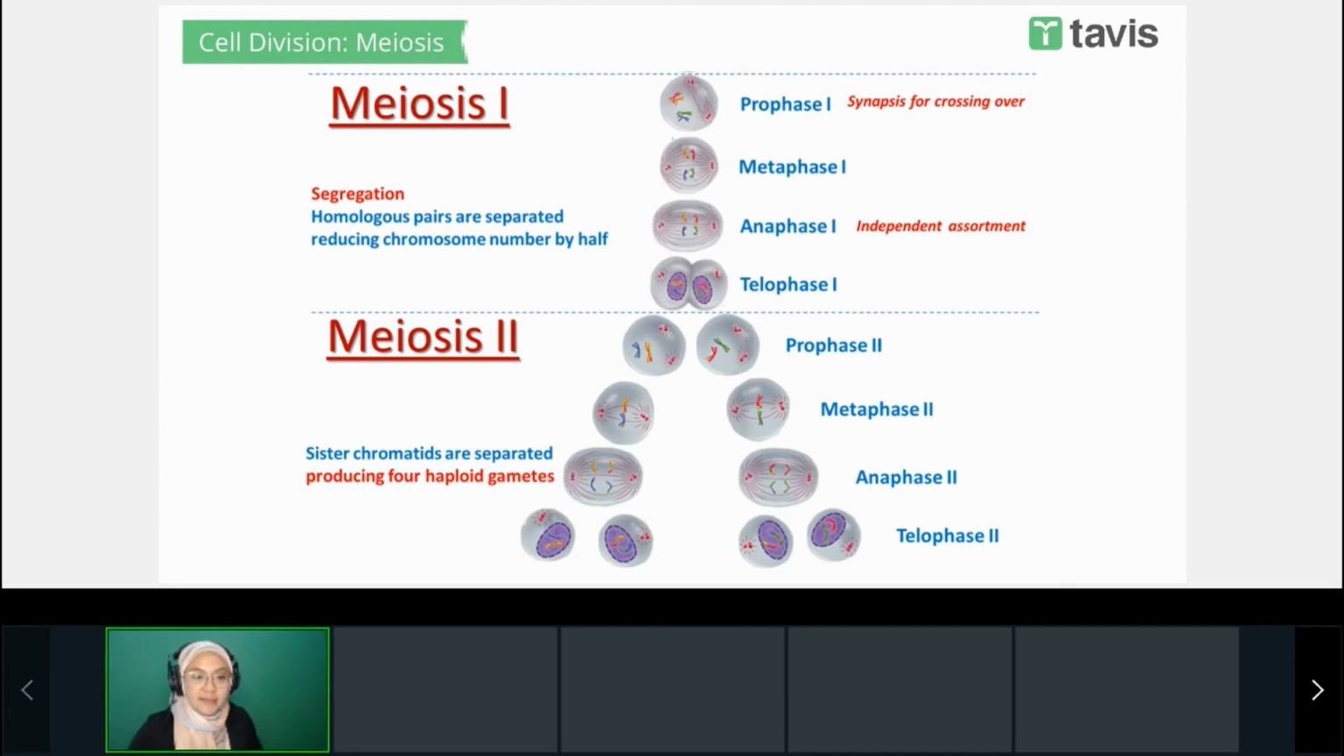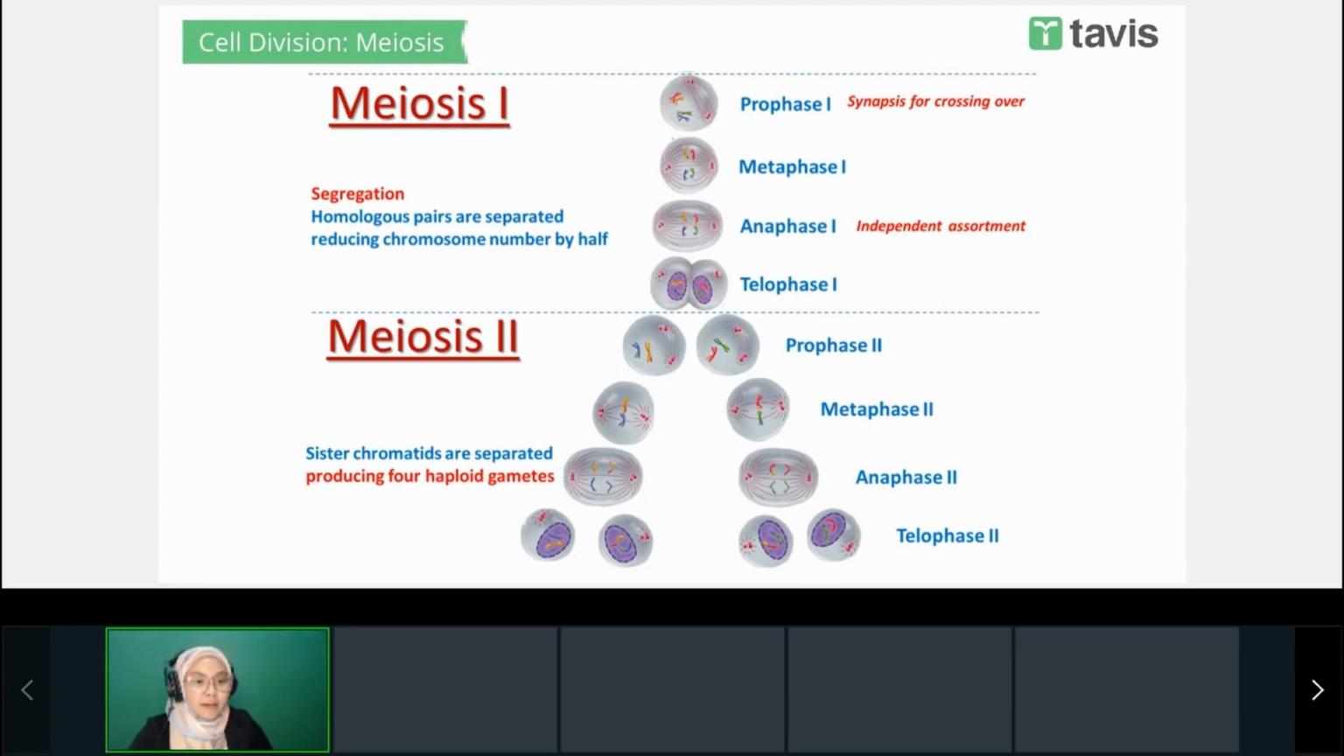Okay, let's see meiosis. What happened during meiosis? What makes the difference between mitosis and meiosis? The stages are just the same, teacher. Prophase, Pak Mat. Kumpul, beratur, tarik, pisah. Yes, Pak Mat. It's just about the same.